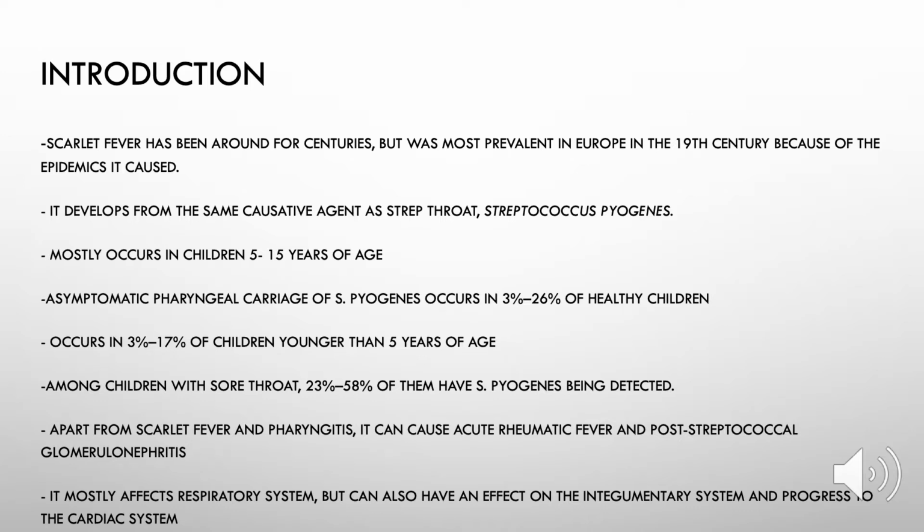Asymptomatic pharyngeal carriage of Streptococcus pyogenes occurs in 3 to 26% of healthy children and 3 to 17% of children younger than 5 years of age. Among children with sore throat, 23 to 58% of them have Streptococcus pyogenes detected.